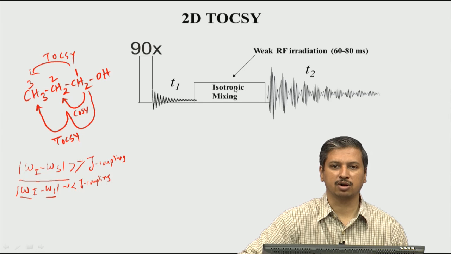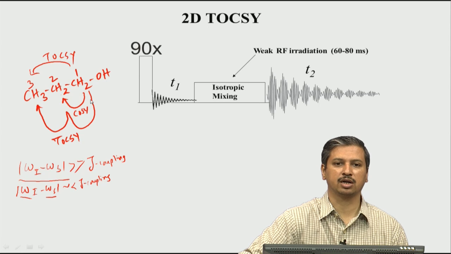When strong coupling happens, the spins start interacting with remotely coupled spins, even though they are not directly coupled, because of the intermediate hydrogens. For example, in this case hydrogen 1 shows interaction with hydrogen 3, not directly, but through the intermediate hydrogen atom 2.